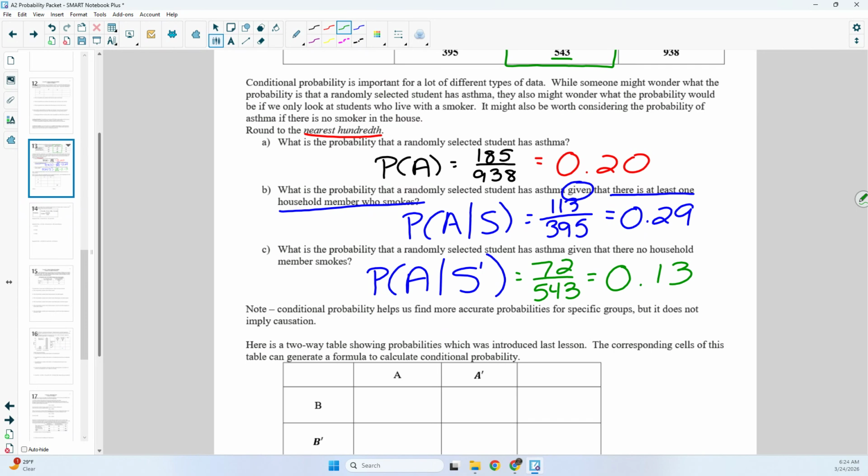So conditional probability helps us find more accurate probabilities for specific groups, but it does not imply causation. We know from other things that being around smoke does cause asthma, but that's more other types of studies. But you can start to explore and see if there are correlations or patterns in different things using conditional probability.